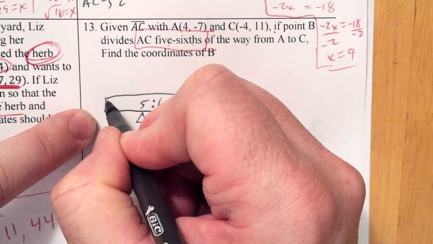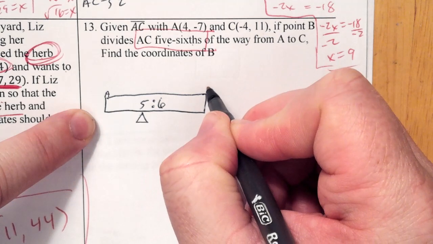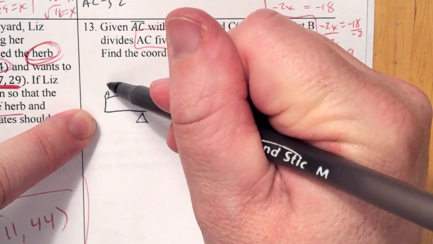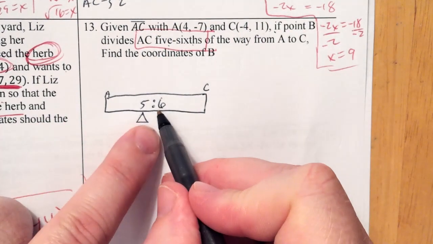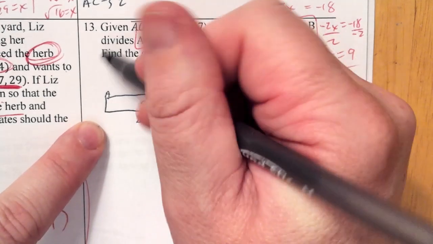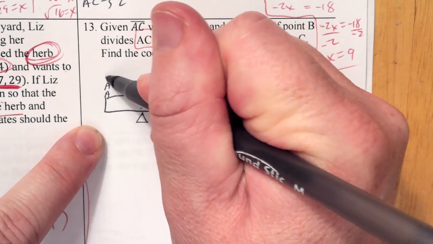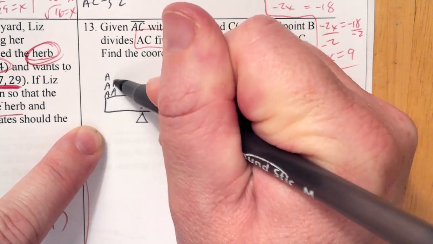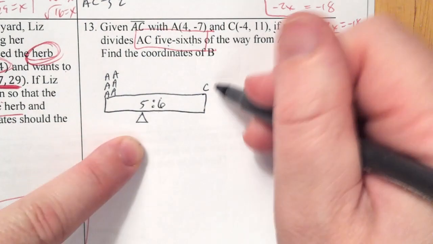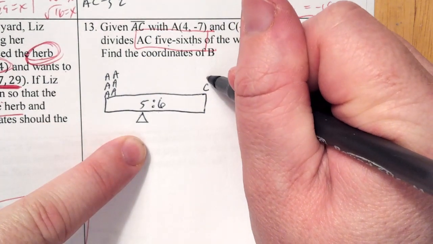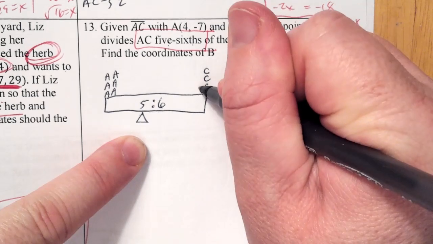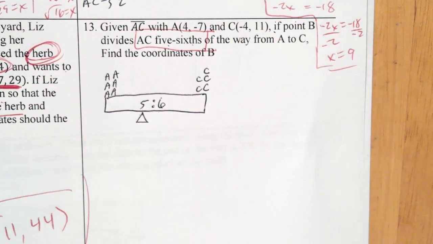Now that is from A to C. That means that there's going to be 5. So that means right here, that means that the 6 is going to go over here. There's going to be 6 A's. 1, 2, 3, 4, 5, 6. And for C's, there's going to be 5 of them. 1, 2, 3, 4, 5. That's what's going to happen.